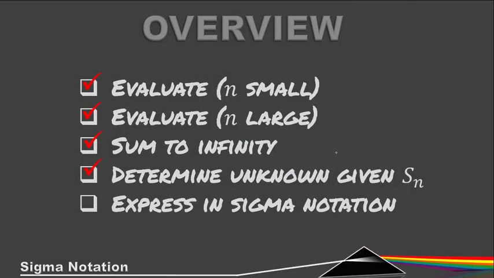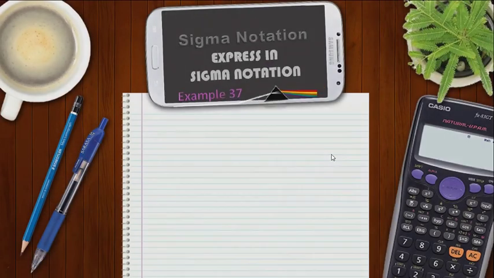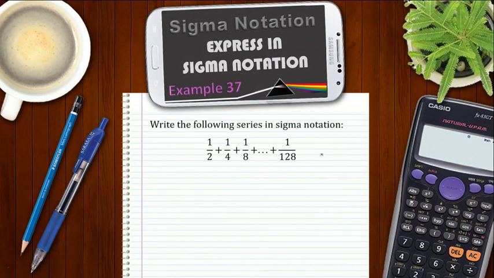Okay, so that was that section. Now off to the last section. For example 37, it says write the following series in sigma notation.